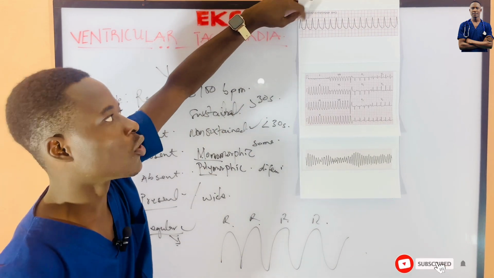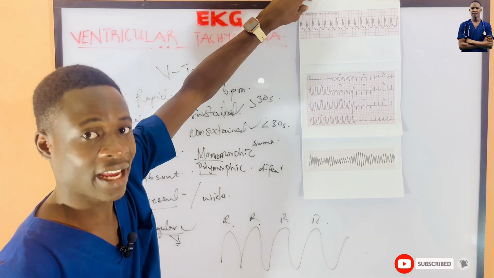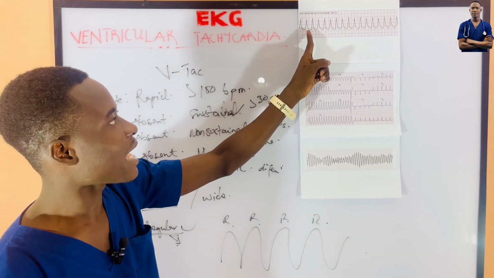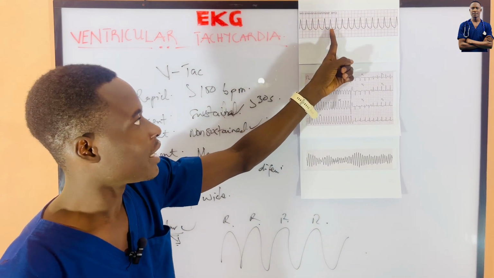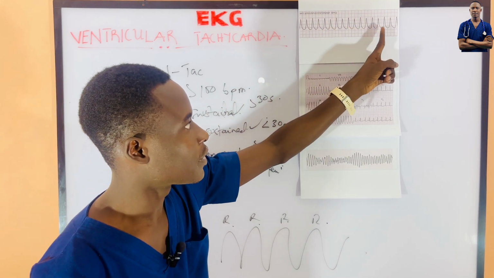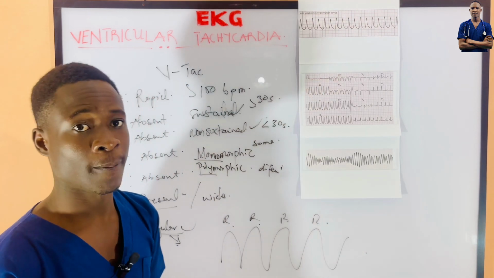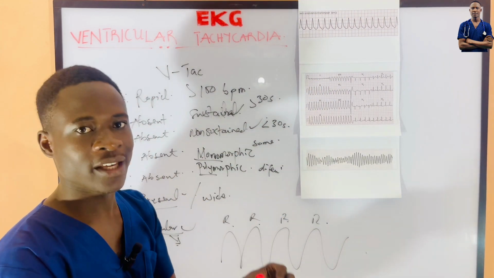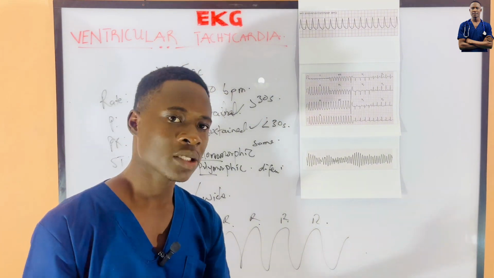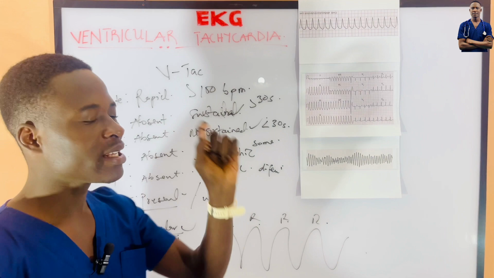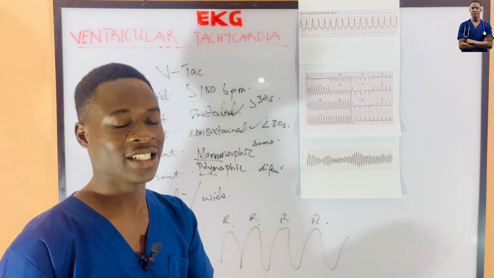Now let's look at something over here. This is a monomorphic ventricular tachycardia. Why? Because we have the same size of the QRS complex generating. This is what we call a monomorphic VTAC. Now, let's go to the polymorphic VTAC. You won't get the same QRS complex generating.